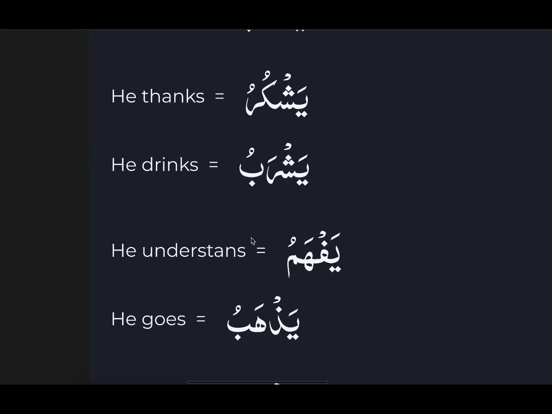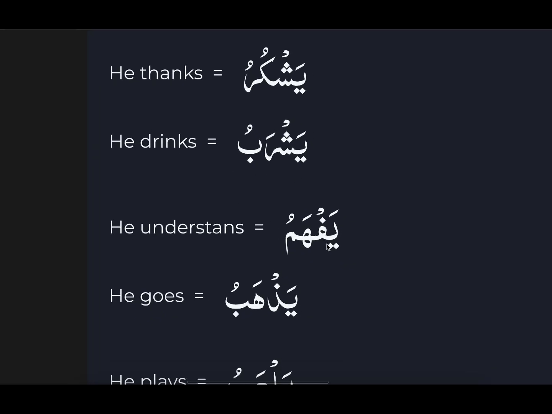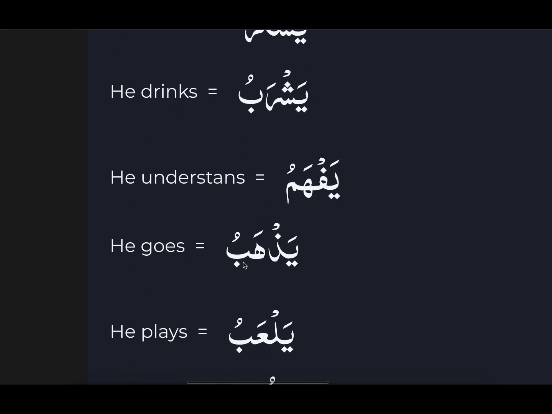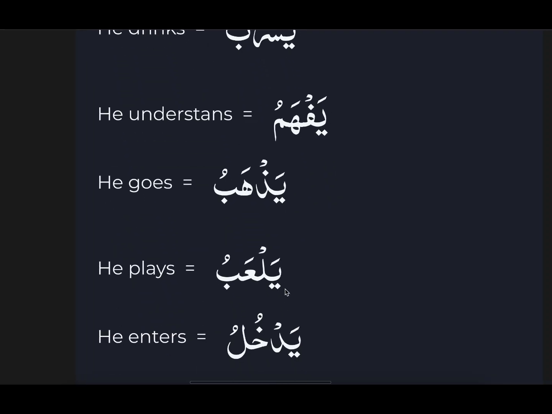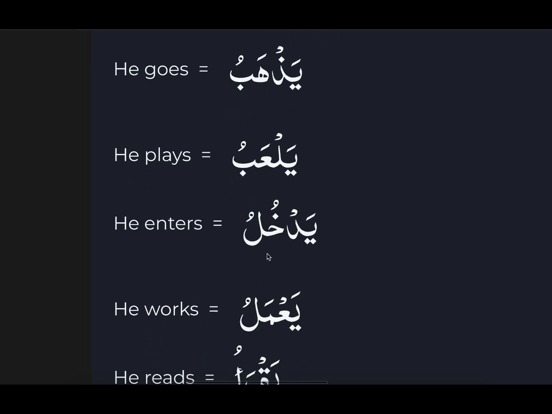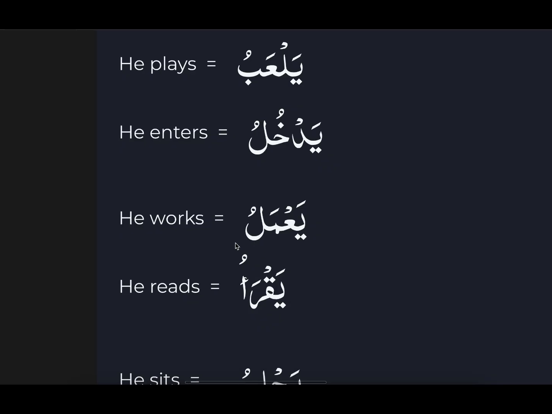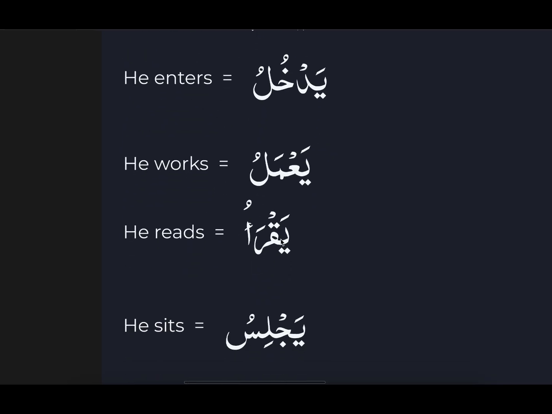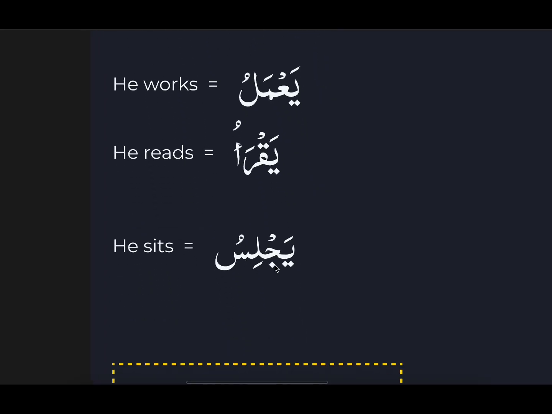Similarly, we have yashrabu means he drinks. Yafhamu means he understands. The past version was fahima. Fahima means he understood. Yadhabu means he goes. The past version was dhahaba. Dhahaba means he went. Similarly, yal'abu means he plays. Yadkhulu means he enters. Ya'malu means he works. Yaqra'u means he reads. Yajlisu means he sits. The past version of yajlisu is jalasa. Jalasa means he sat.